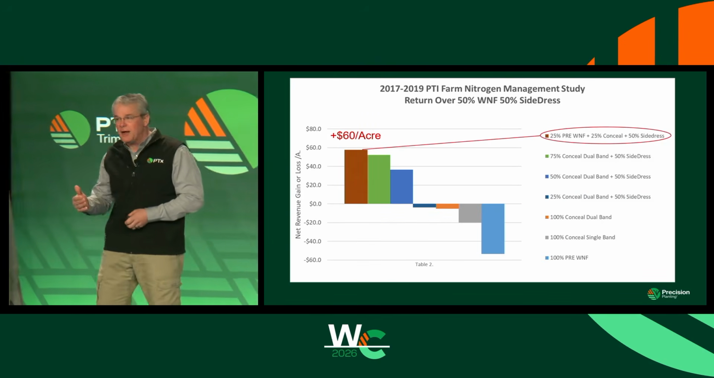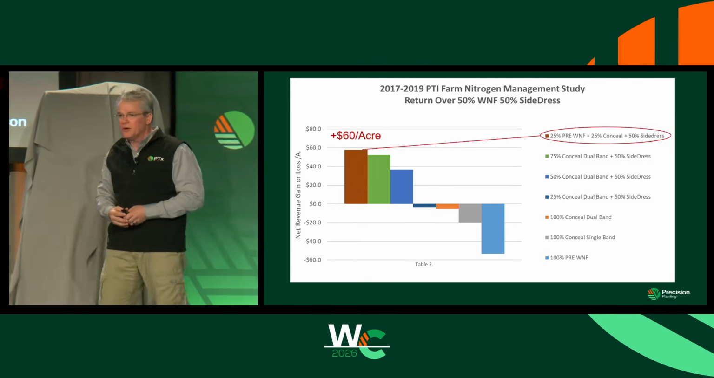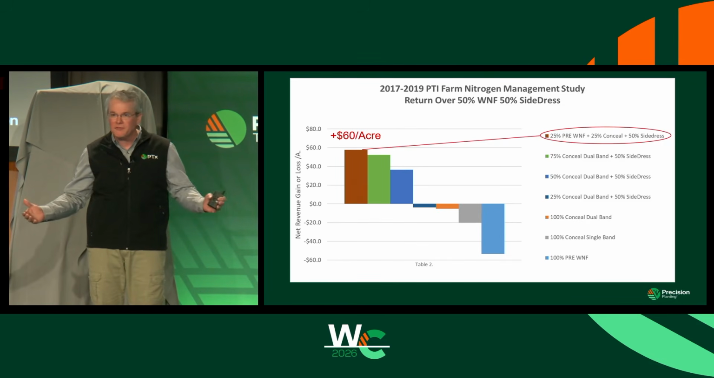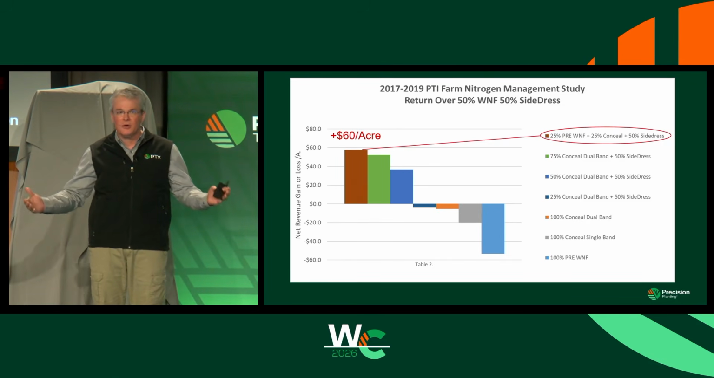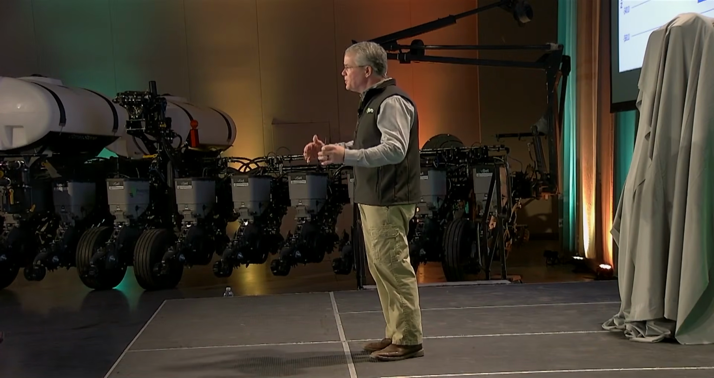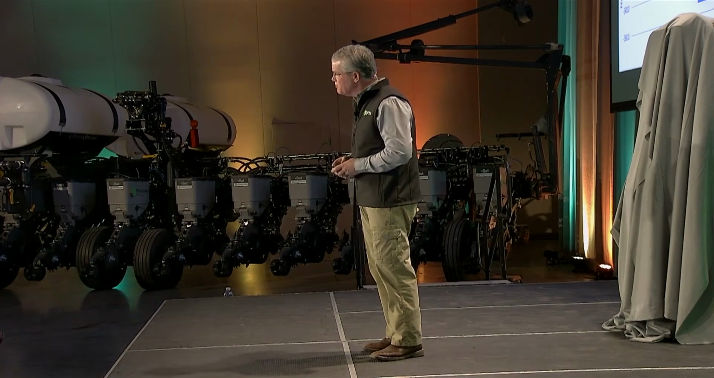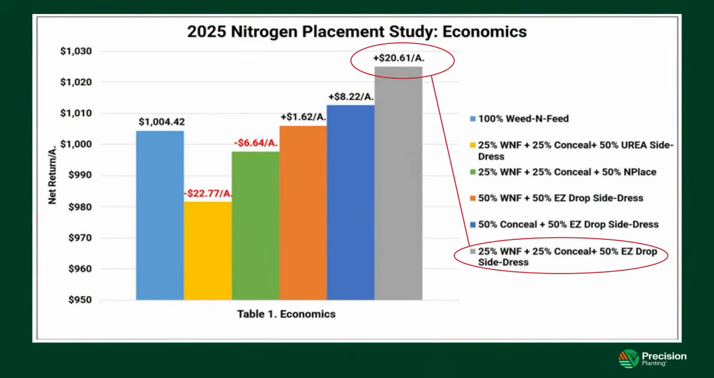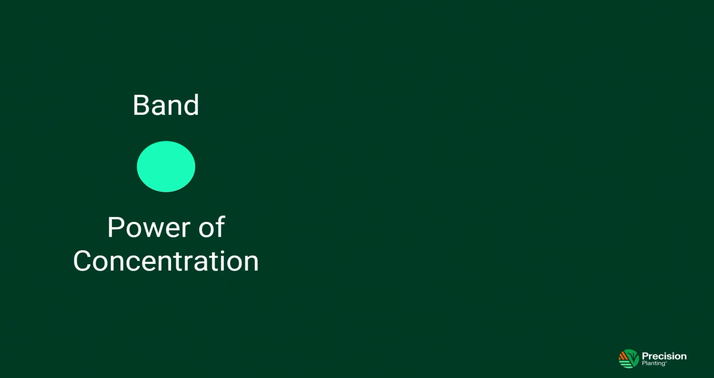And so as much as it was a $60 per acre advantage over weed and feed and side dress. So if you're broadcasting and side dress, and we did that for a number of years, this here was a $60 per acre if you farmed in those 3 years in Pontiac, Illinois. In 2025, with higher inputs and lower commodities, it still paid. It still was a $20 per acre winner.